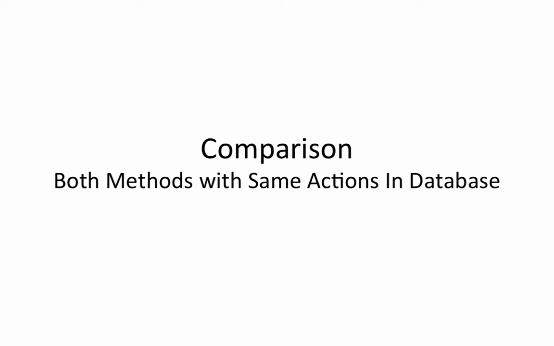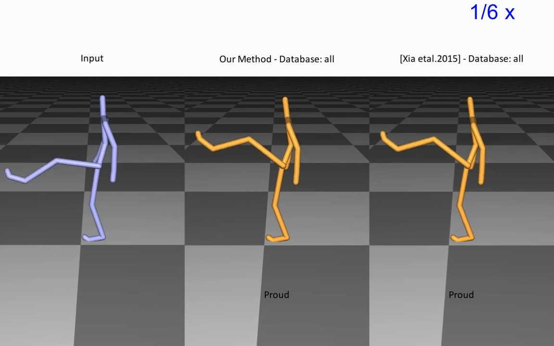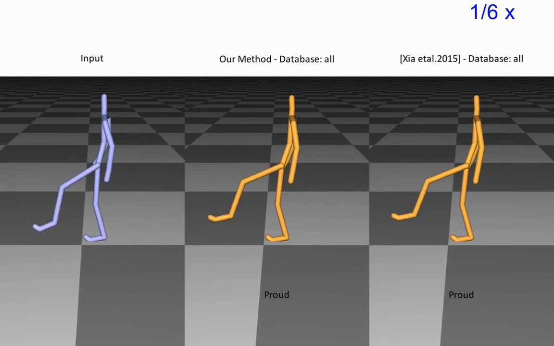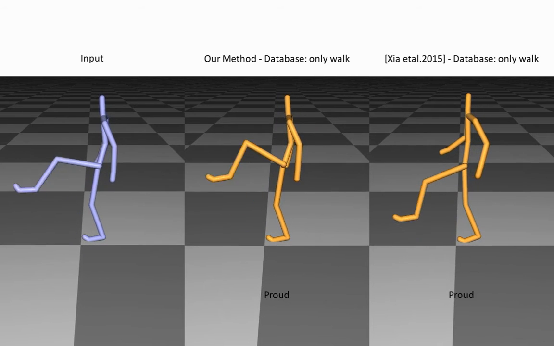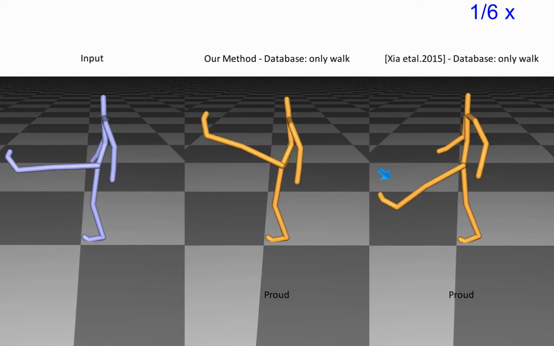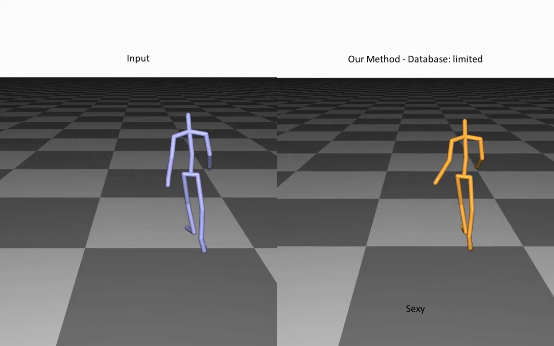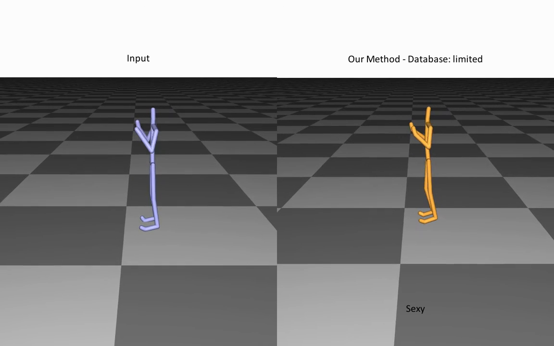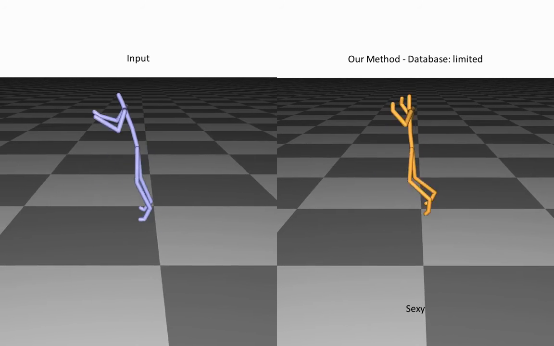We now compare our method with recent work. Note that when all actions are available in the database, both methods result in similar style transfers. When the database is constrained to only walk action, the transfer of the comparison significantly deviates from expectations. Here, a heterogeneous sequence is stylized with a limited database where the kick and transition actions are missing.